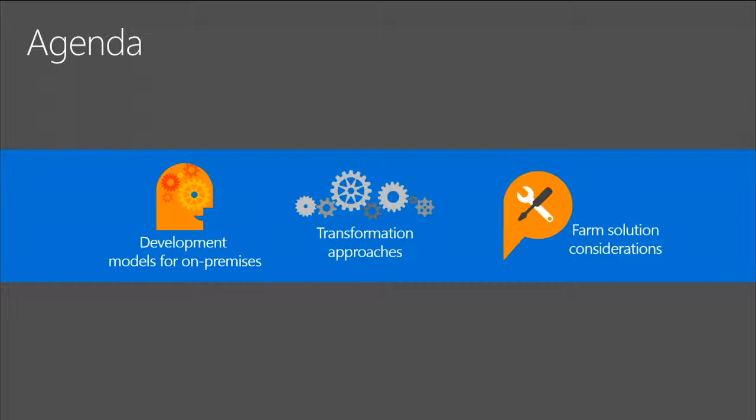Then the final topic is farm solution considerations. Now that you still do farm solutions, because most likely you do, I was writing farm solutions earlier today as well for the demo. What should you be aware of? What are the things you would have to think about? How do you want to implement certain things if that deployment is going to move to the cloud?